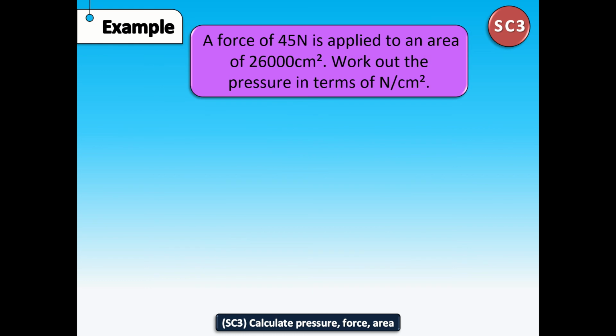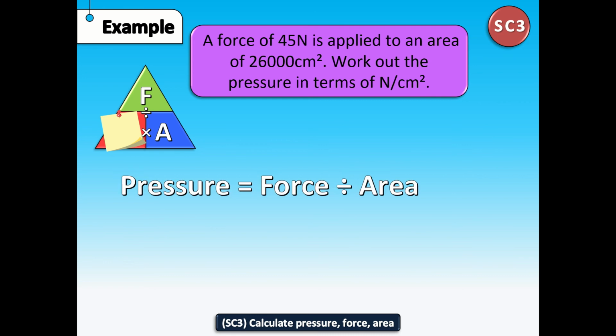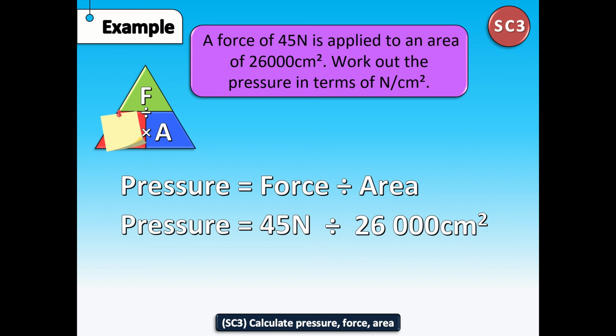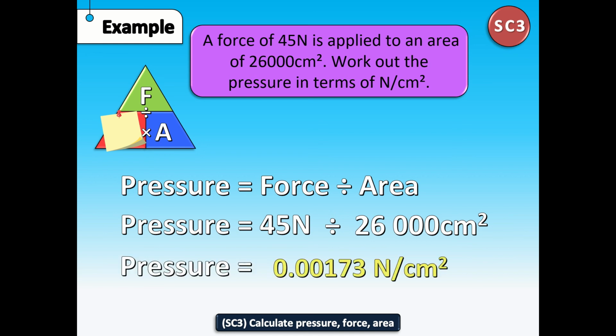In this question, a force of 45 newtons is applied to an area of 26,000 centimetres squared. Work out the pressure in terms of newtons per centimetre squared. We want to work out pressure, so we cover up P for pressure, and we do force divided by area. So we do the force, 45, divided by 26,000, which is 0.00173, and that's newtons per centimetre squared.